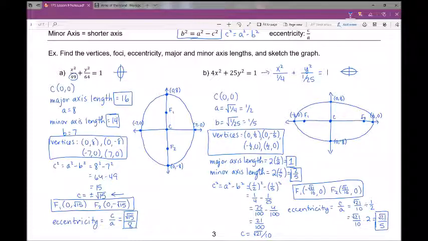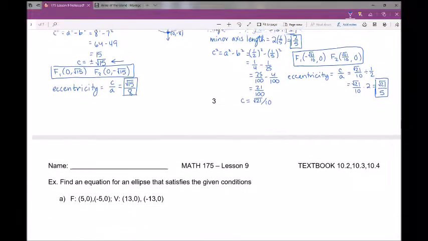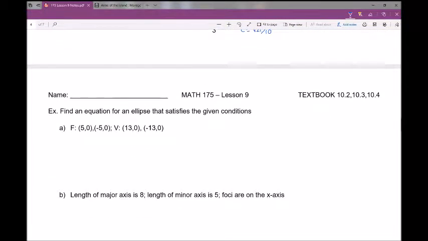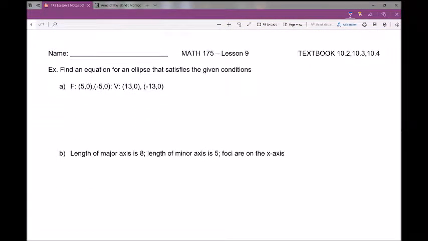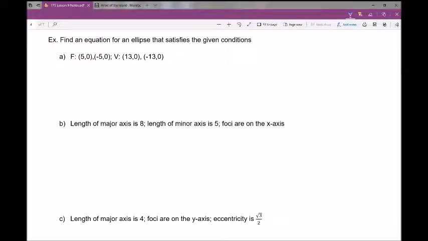So let's try a few more examples. So just like we did with parabolas, we started with being given an equation and having to draw a picture, but now what we're going to do is, given some information, let's find the equation. Okay? So just like with parabolas, I would start by drawing a picture with all of your given information, and then try to figure out what you need, all right? So in the first one, we're given that the foci are (5, 0) and (-5, 0), and the vertices are (13, 0) and (-13, 0), okay? So let's go ahead and draw a picture.